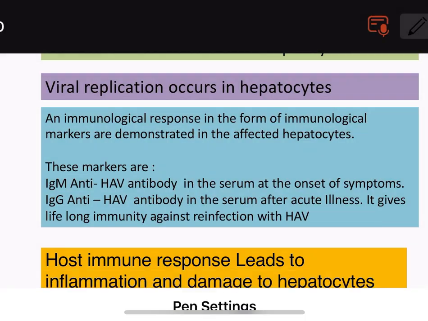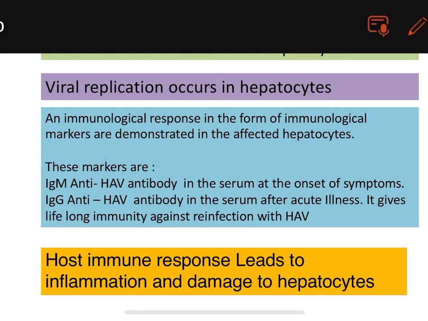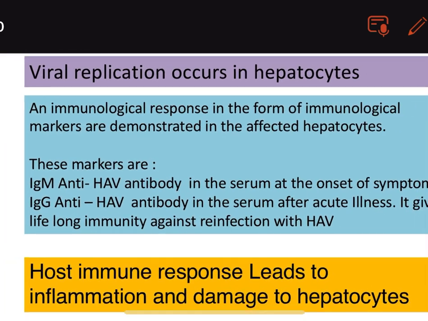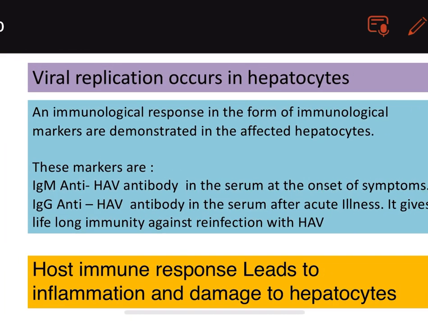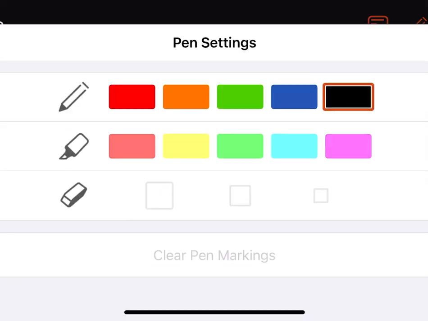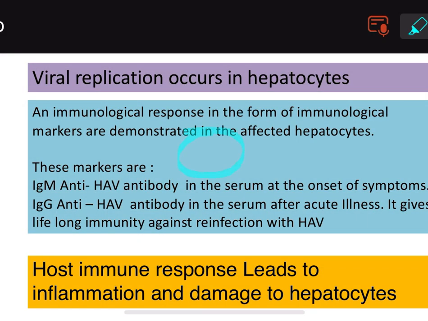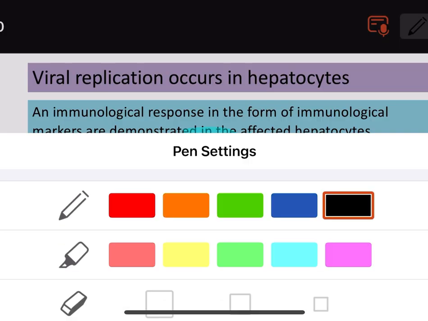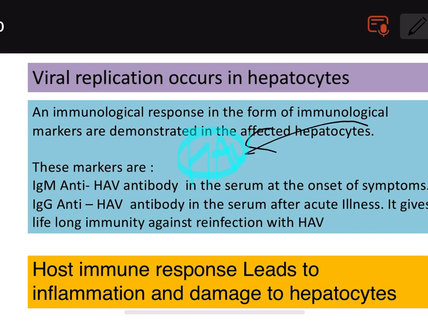In cases of persons infected with the hepatitis A virus, we see the marker IgM anti-HAV antibody. So there is an HAV virus and an antibody is generated against it. What is the name of this antibody? The name of this antibody is IgM anti-HAV antibody.